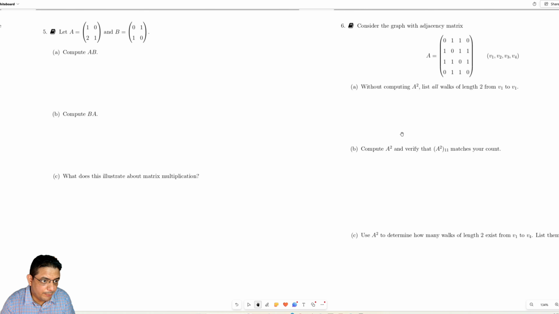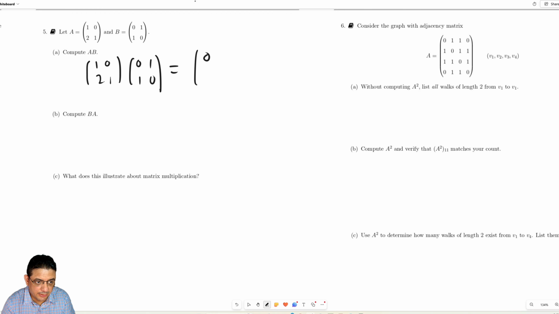All right, so let's compute A times B. If we do A times B, we're having 1, 0, 2, 1, and 0, 1, 1, 0. And this is just going to be 0 here, and it's going to be 1 here, 1 here, and it's going to be 2 here. This is AB.